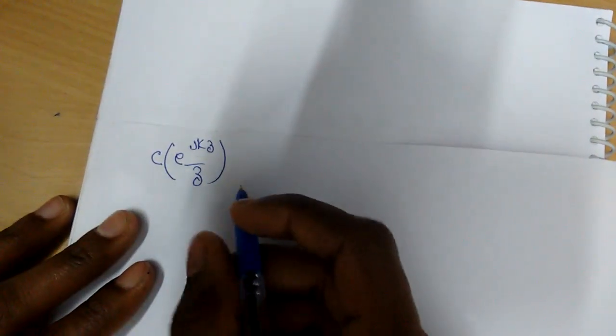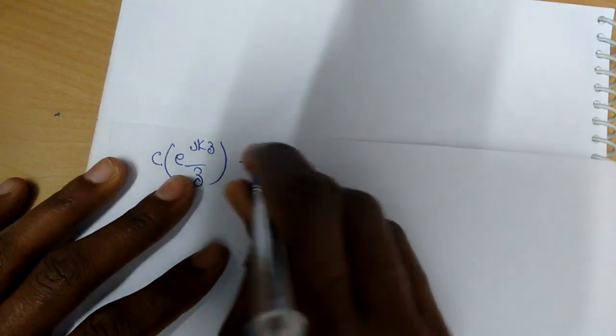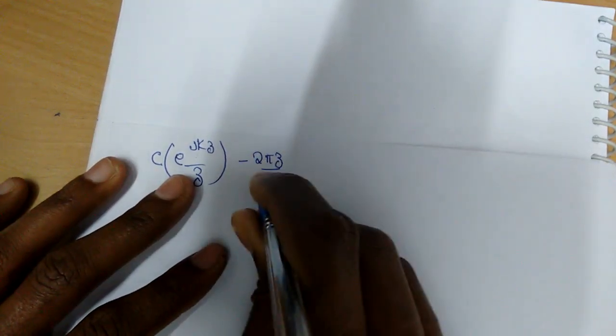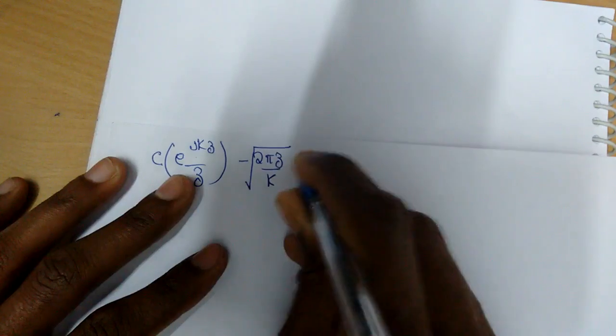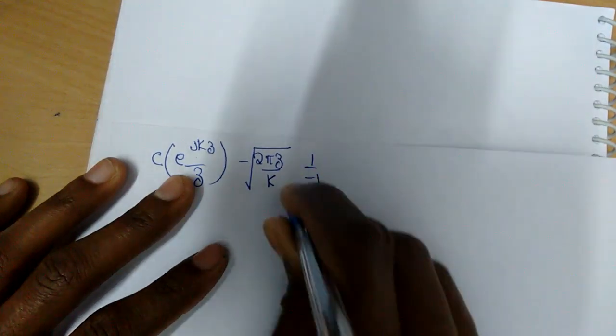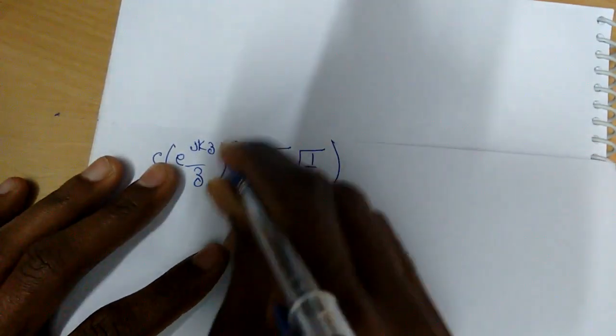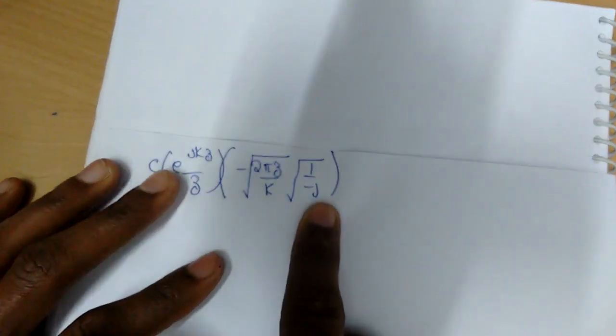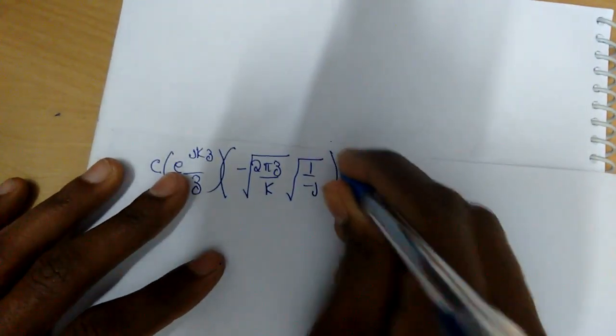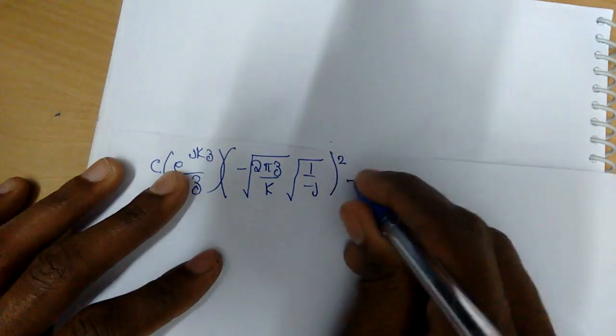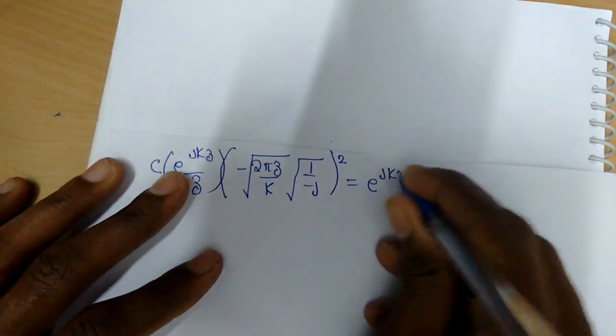Okay, so the first integral was minus 2 pi z divided by k and square root of 1 upon minus j, and the value of the second integral was the same, so you just put a square, and that will be equal to the plane wave e raised to power jkz.